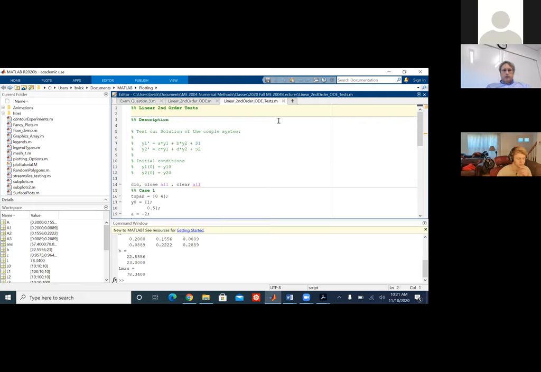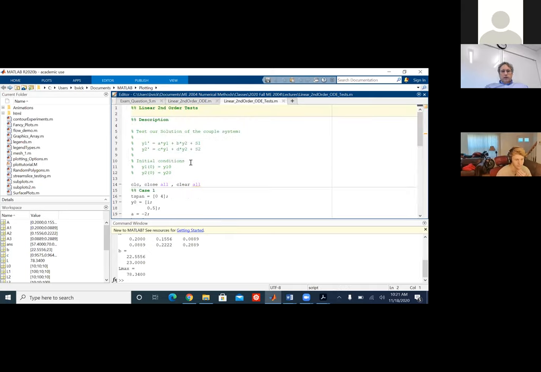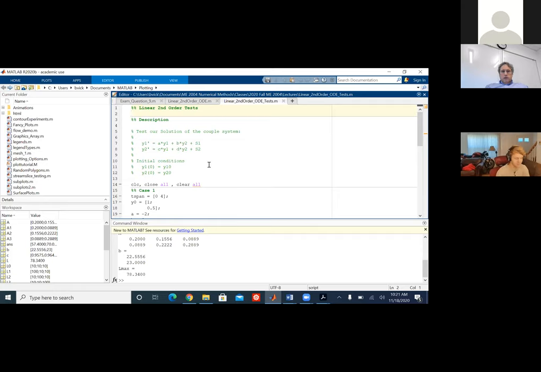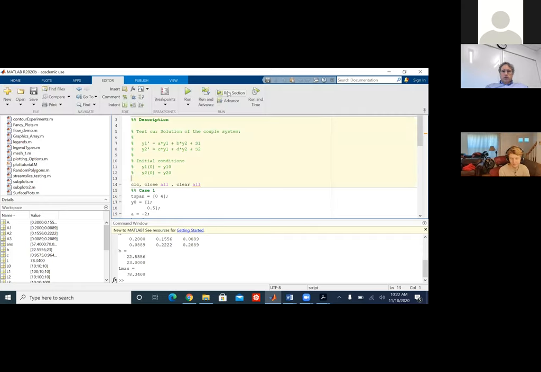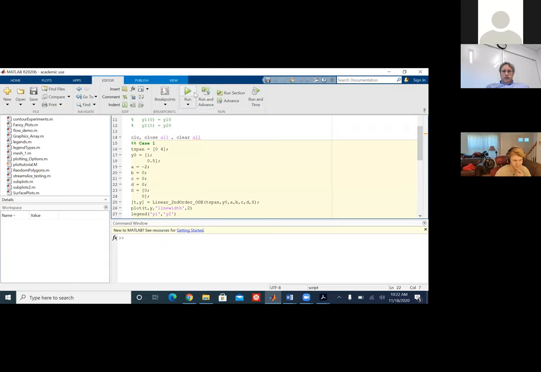The art of testing, you always test. Some people don't like this. For instance, this case one. Okay, let's run that. Let's edit, run the clear stuff, and let's run case one. Notice case one was A equals minus two. This is what we did last time. And let's run that one.